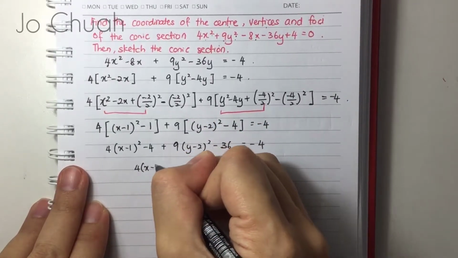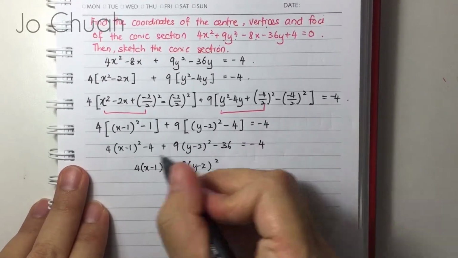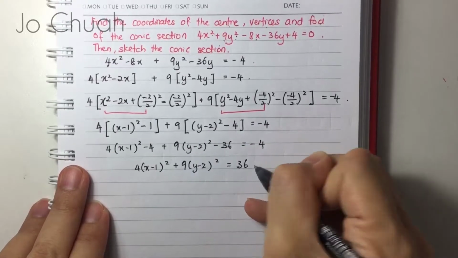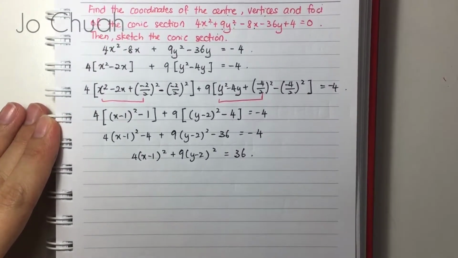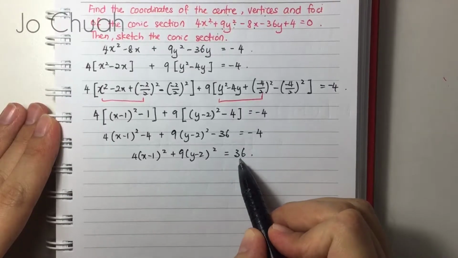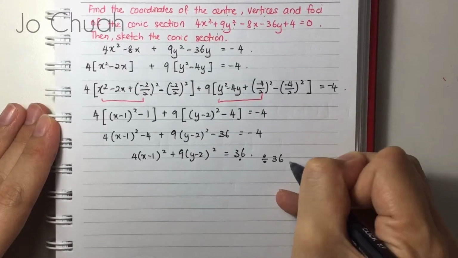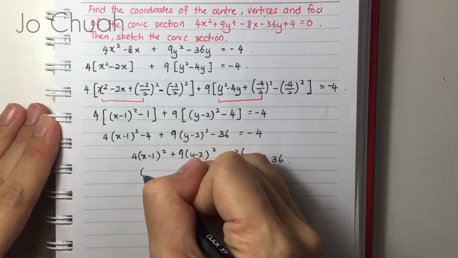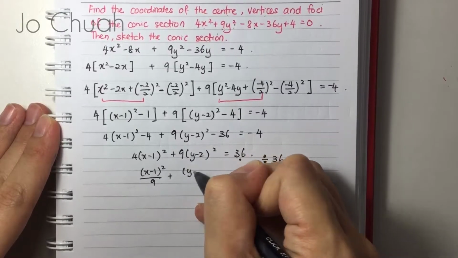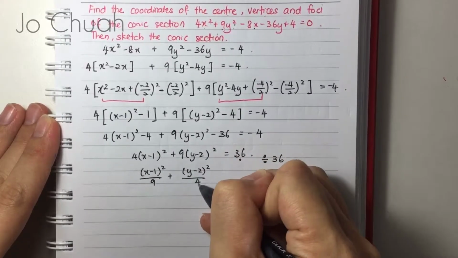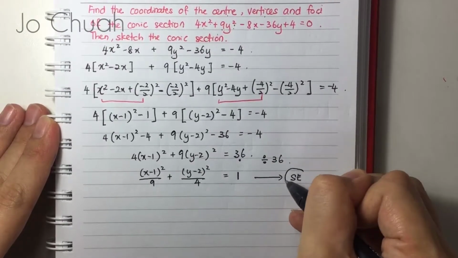And then you have this on the right hand side. When you move it to the back, you're only left with 36. So this is not yet our final answer because you have to have the right hand side equal to 1. So what you have to do is divide by 36 to get 1. Here you will have (x minus 1) squared over 9 plus (y minus 2) squared over 4 equals 1. And this is the standard form.